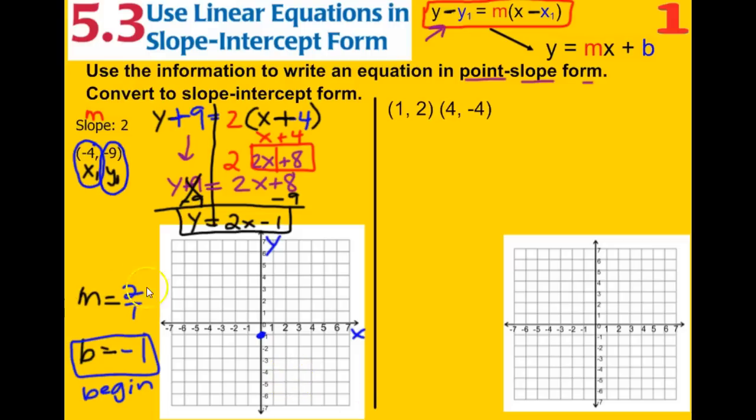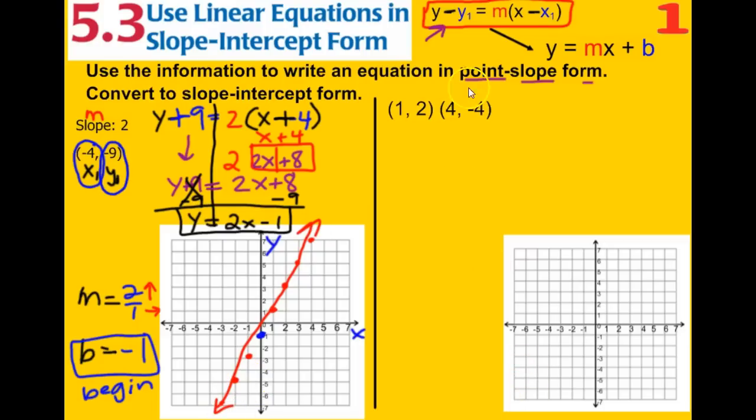And then our slope, rise over run. So rise 2, up 1, 2, and then 1 to the right. Up 2, and 1 to the right. Again, up 2, 1 to the right. Or the opposite would be down 2, 1 to the left. And then draw our line through. Ooh, that was not very straight. Try and draw a straight line.